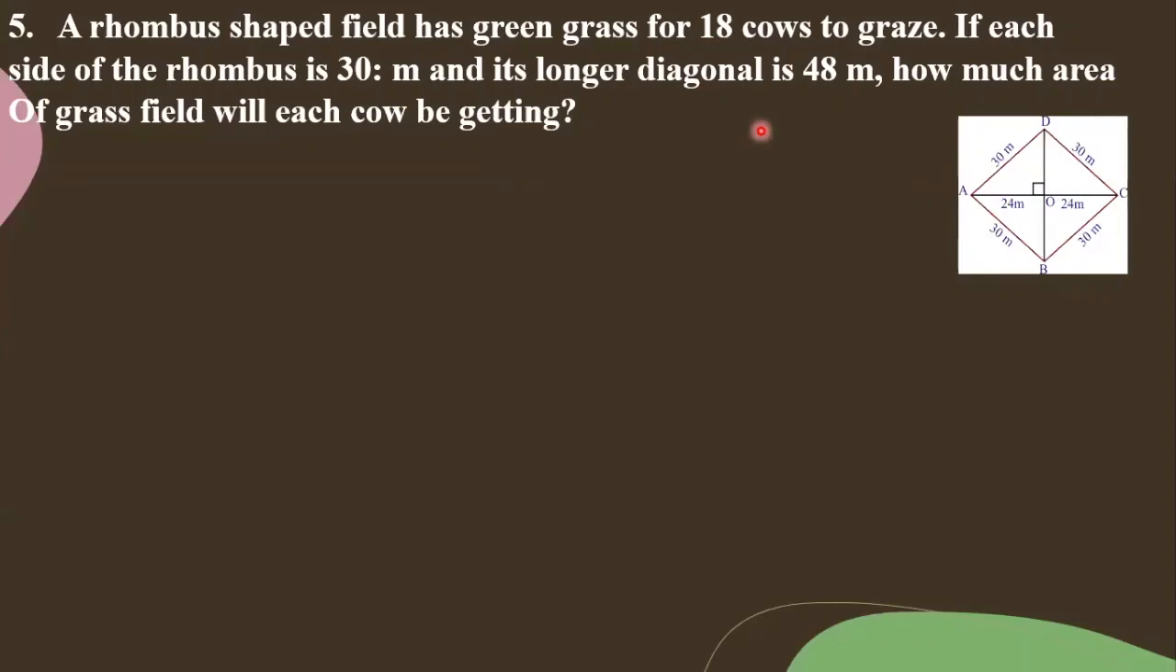Any one triangle, either AOD or DOC, find DO value. Either take BOC also. Any one triangle you take, find BO or OD. So OD is nothing but OB. Find the entire length. Directly apply area of rhombus ABCD is equal to half into D1 into D2. This is easy.